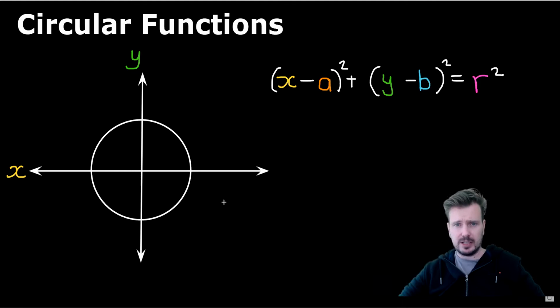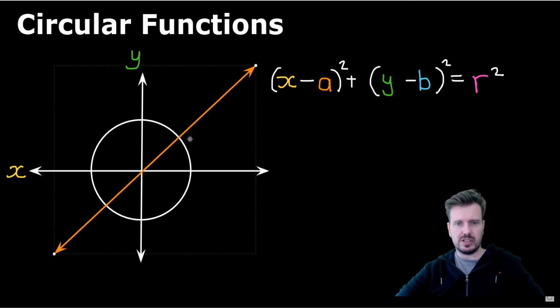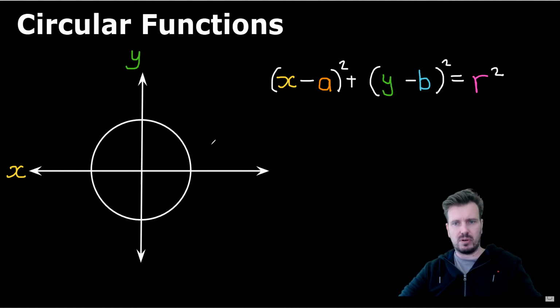Okay, so let's look at circular functions. Now we know that a function is a line on a graph. So for example, if I was to draw a line, this orange line would be y equals x. So it's like a straight line function. Now, when we're looking at circular functions, they're a bit more complicated.